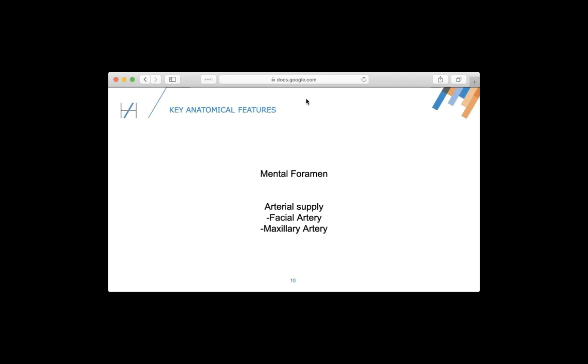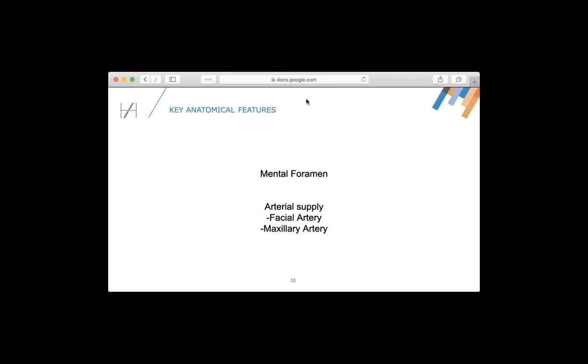So the key features really in the lower face are your mental foramen, which are small holes on the front surface of the mandible that actually line up with the rest of the foramen in the face, your infraorbital as well. And from this, you've got a few small vessels that emerge, which we'll talk about in a second.